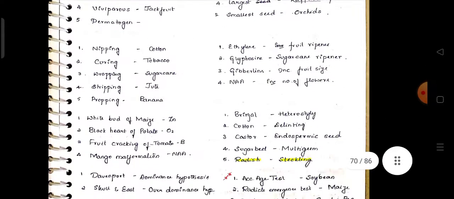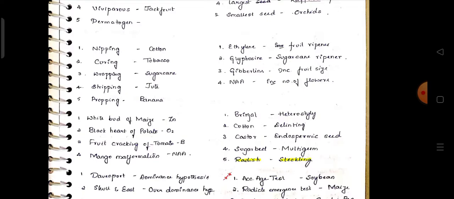Different terms used: nipping in cotton, curing in tobacco, wrapping in sugarcane, stripping in jute, propping in banana. Ethylene treatment is done for fruit ripening. Glyphosine is sugarcane ripener. Gibberellins are used to increase the fruit size. NAA is used to increase the number of flowers. This is the specific purpose of different chemicals.